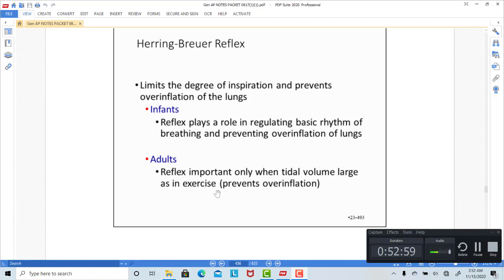But again, a person can be exercising really hard and they just can't take in enough oxygen because of that stretch receptors cause exhalation. Maybe when they don't want to exhale, but they're forced to exhale because those stretch receptors inhibit the respiratory process.